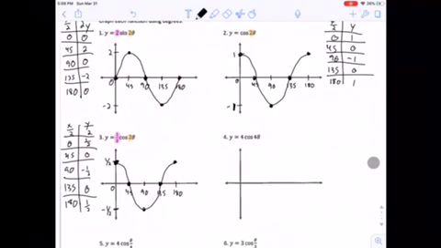Really, making these is not any different. They're going to look the same size no matter what. What's different is the values that you use. And it's very simple once you get the hang of it.